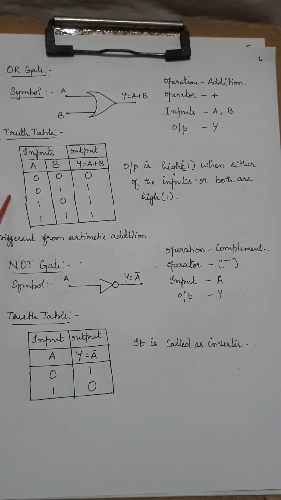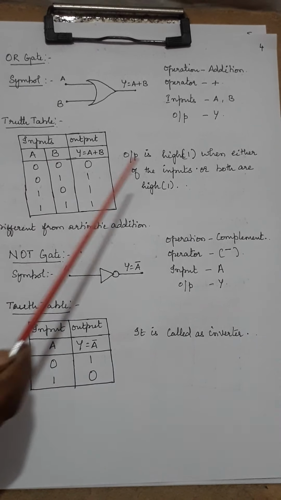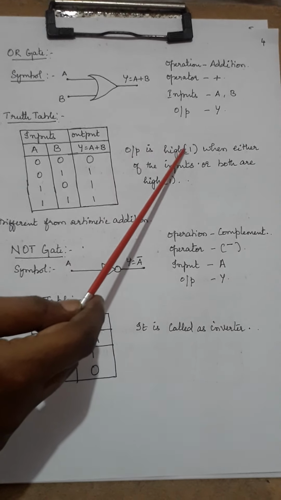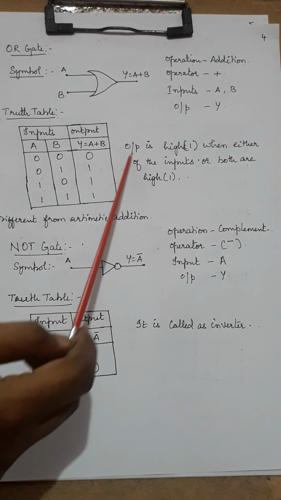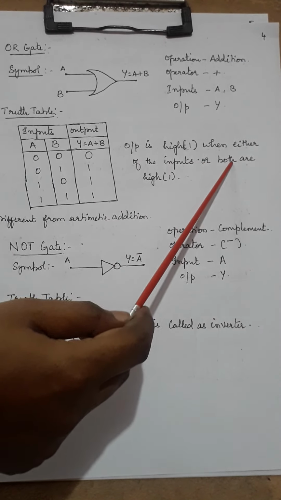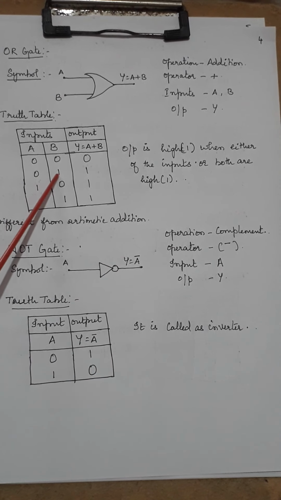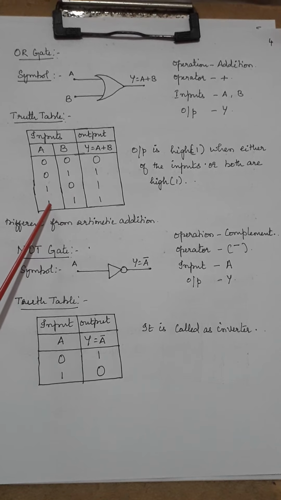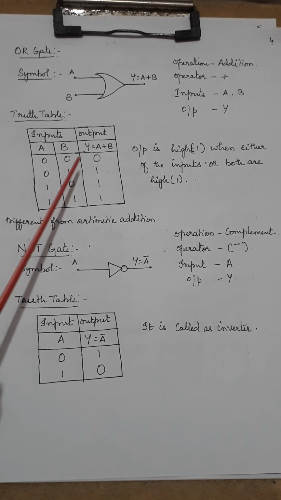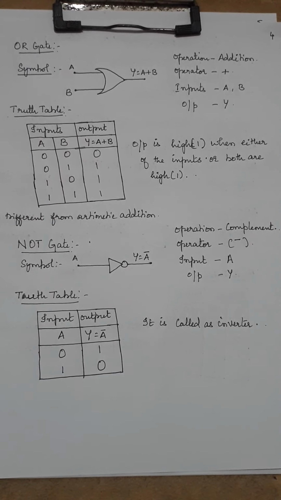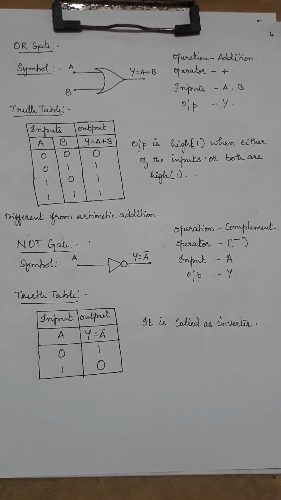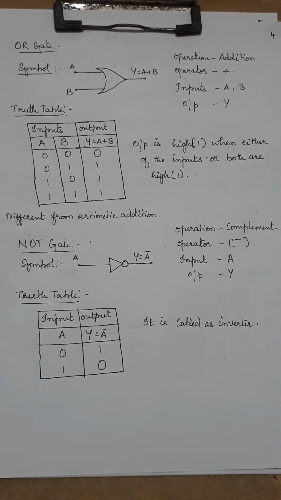What does it mean to me is that the output is high when either of the inputs or both are high. That is, even if any one input is given as 1, then the output is 1. So this is different from arithmetic addition. Okay.